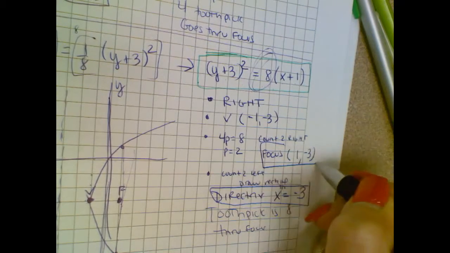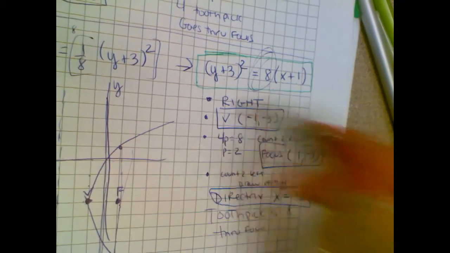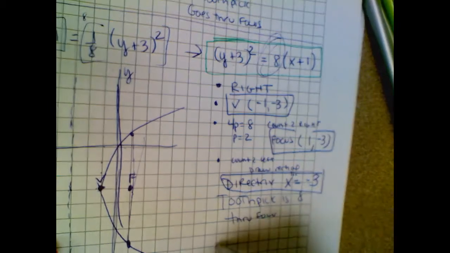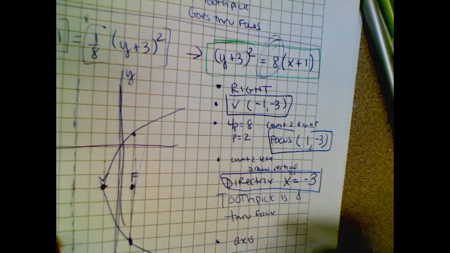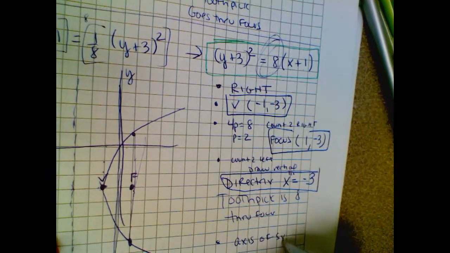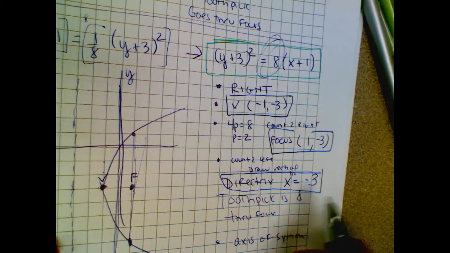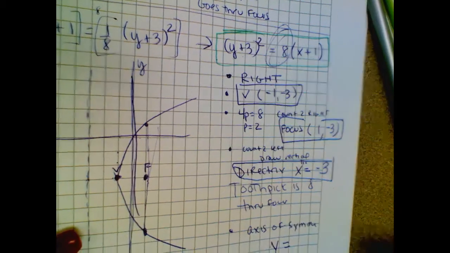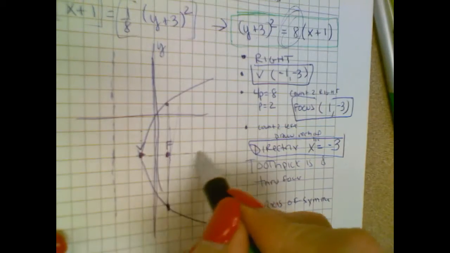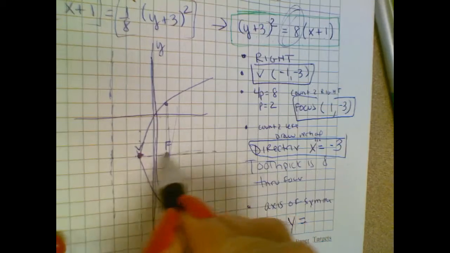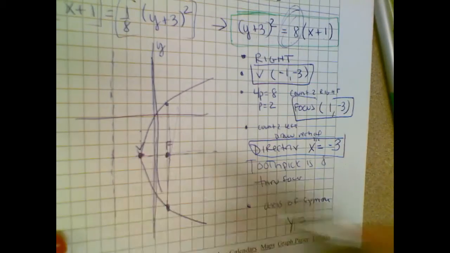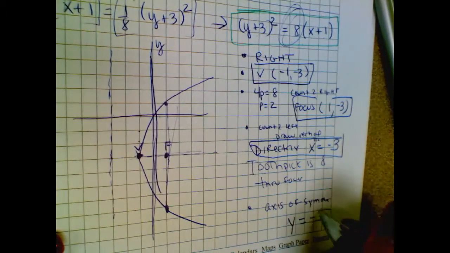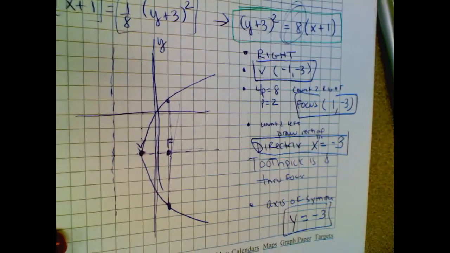You got your focus, you got your vertex, okay, got all those things. Those are all important. And the last thing is your axis of symmetry. So your axis of symmetry is going to be the opposite of your directrix. So your directrix is x equals, your axis is y equals. And if you look right here, this is your axis of symmetry. And what is that? That looks like it's y equals 1, 2, 3. Y equals -3. And those are the 4 things you need to know.